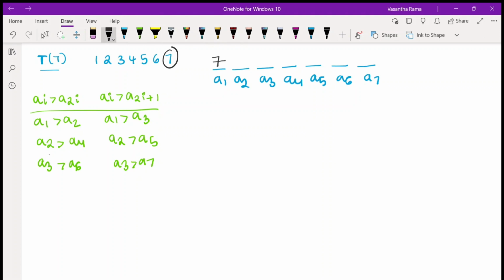Now to fill the other digits, let us go about it by cases. Case 1 being a2 is equal to 6 and a3 is equal to 5.